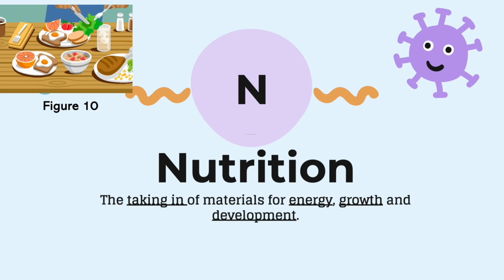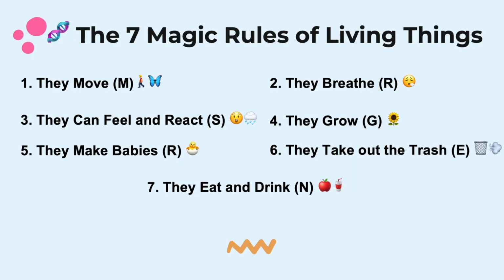Finally, nutrition. We all need materials to generate energy and grow. Animals eat food, and plants absorb sunlight and minerals to fuel their processes. So it's the taking in of materials for energy, growth, and development. So there you have it, Mrs. Gren. Simply put together, they move, they breathe, they feel and react, they grow, they have their own babies, they take out their bodily trash, and they eat and drink. And these are the 7 ways to tell what's living and what's not.